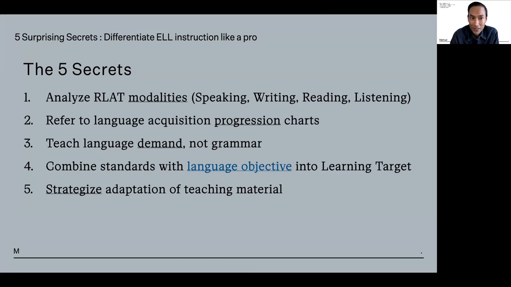Well, right off the bat, I'll tell you what the 5 secrets are. The first is analyzing the RLAT modalities, meaning speaking, writing, reading, and listening. The second is to refer to language acquisition progression charts. The third is to teach language demand, but not the grammar. The fourth is combine standards with the language objectives into one learning target. And the fifth one is strategize adaptation of your teaching material. So you have it all there.